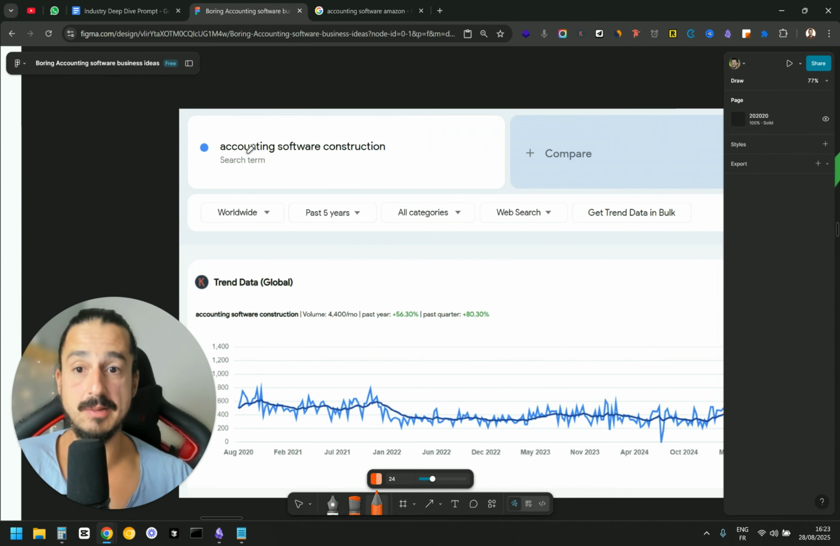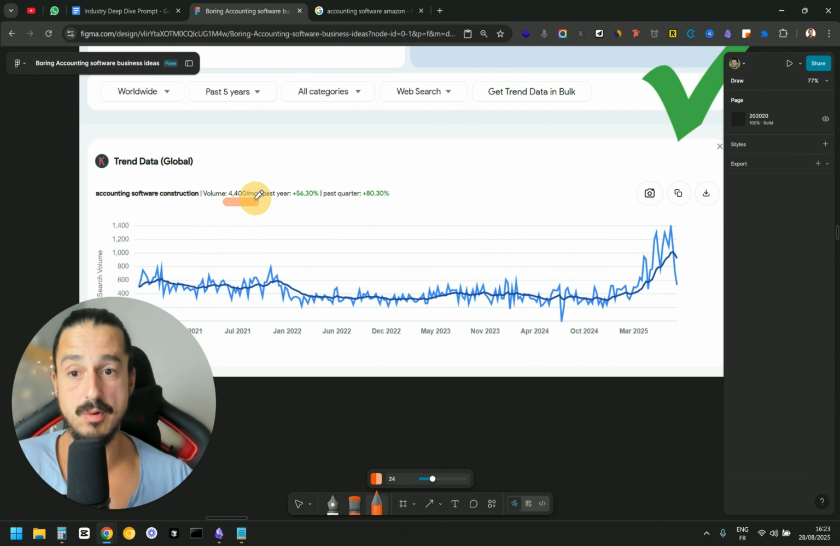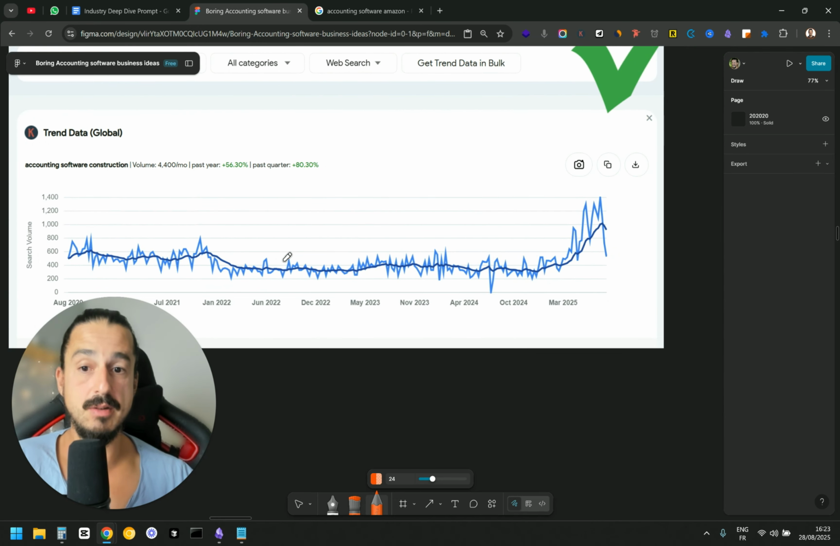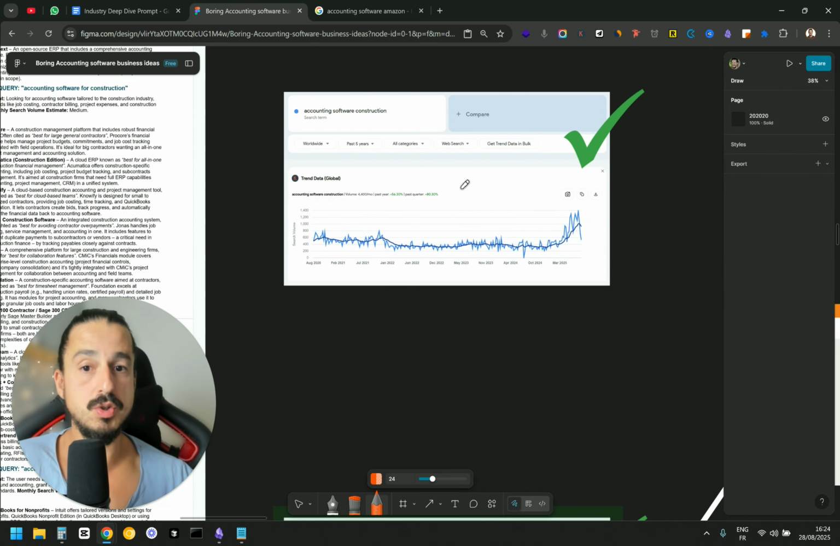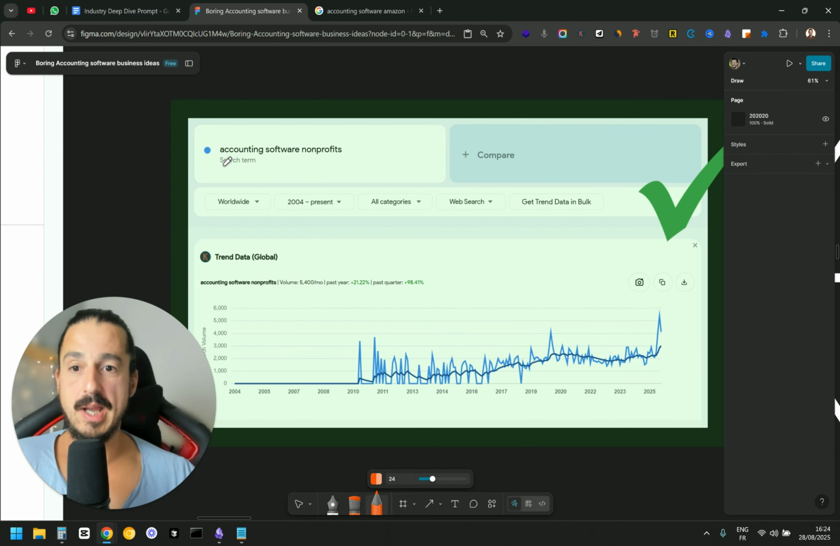Then we have accounting software for construction. This is a subcategory that is pretty solid, actually. The volume is very high for this type of query. And we can see that we have a very stable market that is growing recently. So this is exactly what you want to look into. Construction is a big market, and you can probably find a lot of problems and pains that are not properly solved yet.